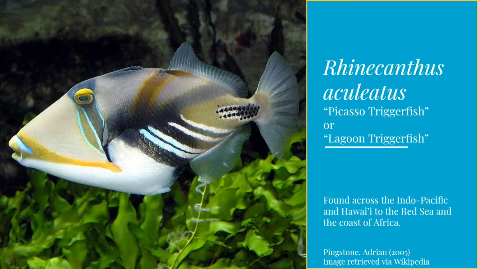Next is Rhinacanthus aculeatus, or the Picasso or lagoon triggerfish. I've seen them commonly mistaken as the reef triggerfish online a lot, but they are distinct species. They live in similar places as the reef triggerfish though, being found across the Indo-Pacific and Hawaii, reaching the coast of Africa.